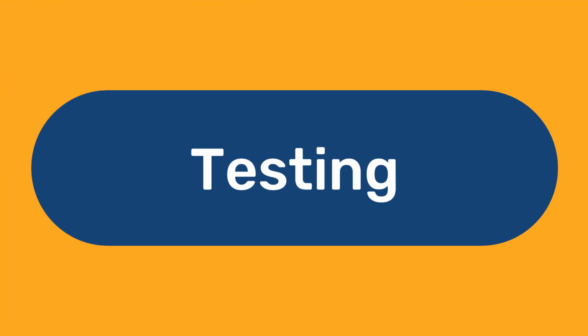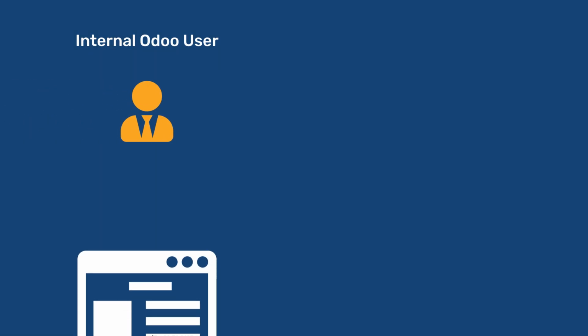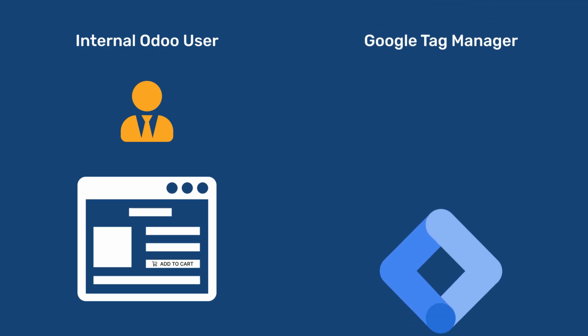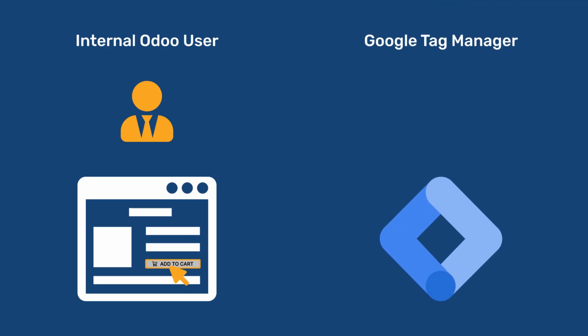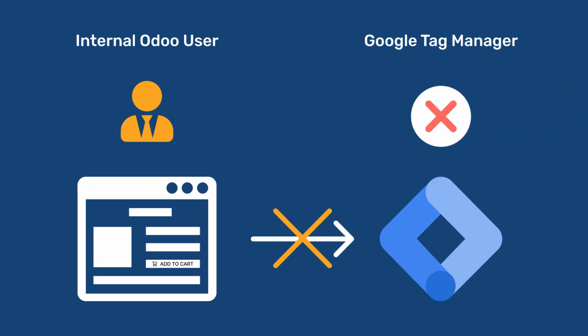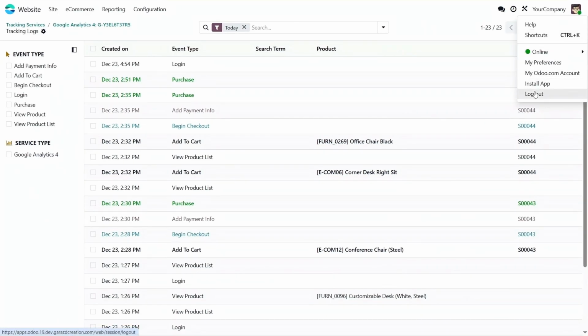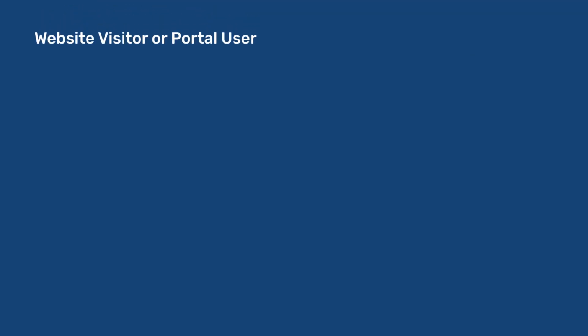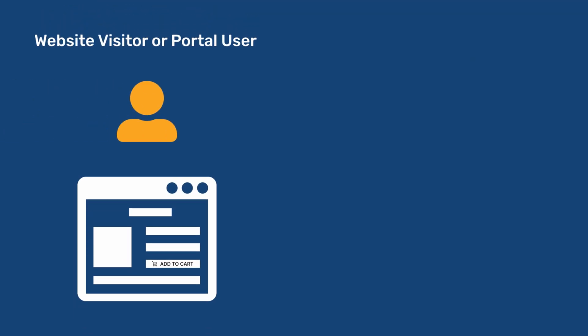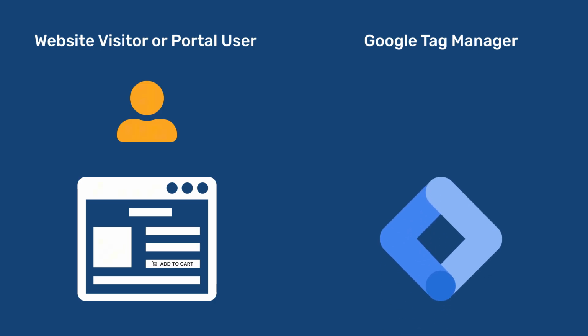Testing. There are several ways to check Google Tag Manager integration. The first important point to know, before testing, is that the Google Tag doesn't send tracking data about the website activity of internal Odoo users. You need to log out of the system or use a different browser. Since testing requires you to be a website visitor or a portal user.